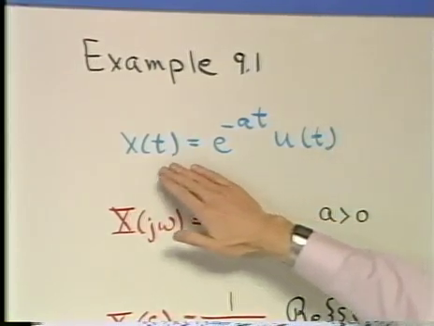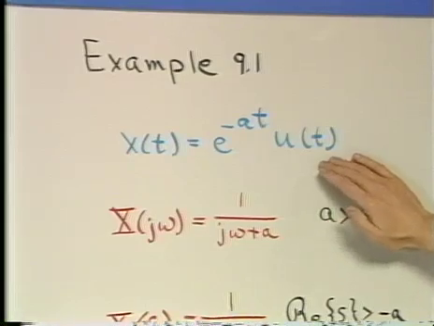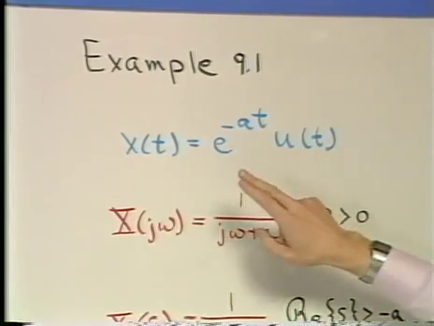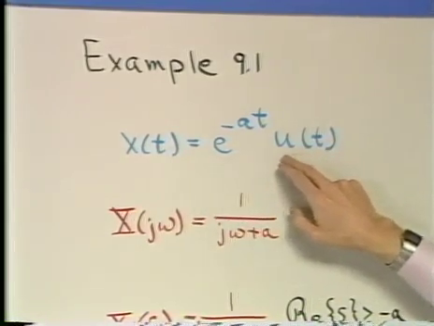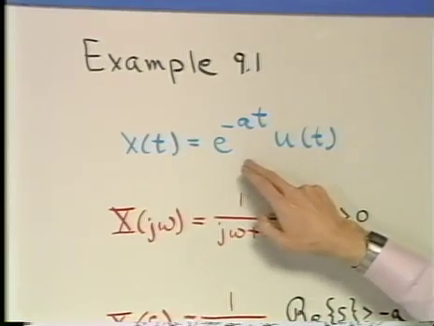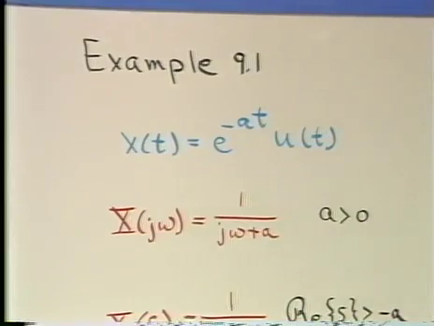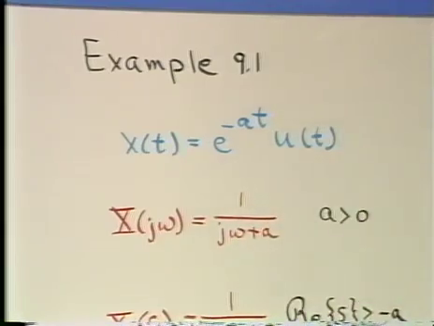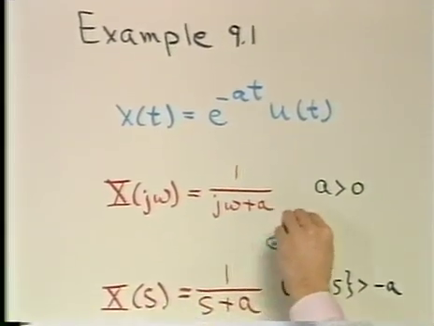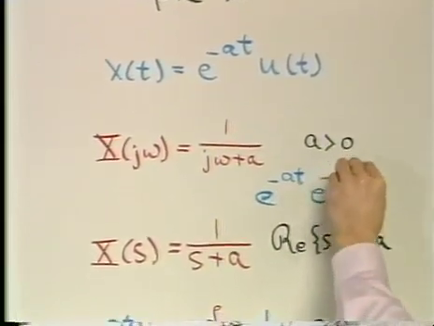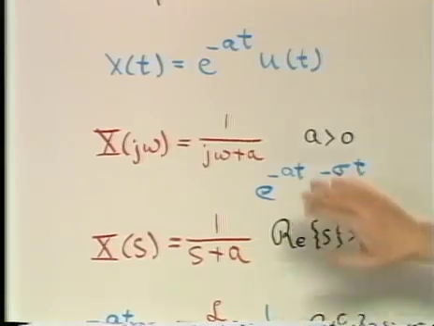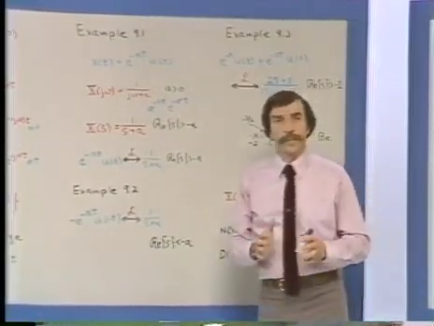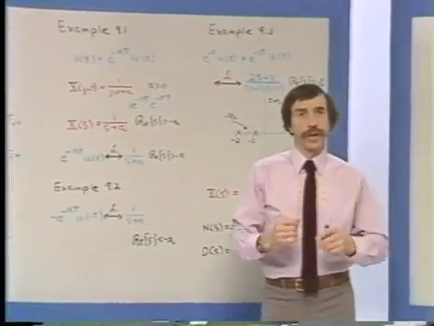If instead we apply the Laplace transform to this, applying the Laplace transform is the same as taking the Fourier transform of x of t times an exponential, and the exponential that we would multiply by is e to the minus sigma t. So in effect, taking the Laplace transform of this is like taking the Fourier transform of e to the minus at times e to the minus sigma t. And if we carry that through, just working through the integral, we end up with a Laplace transform which is 1 over s plus a.